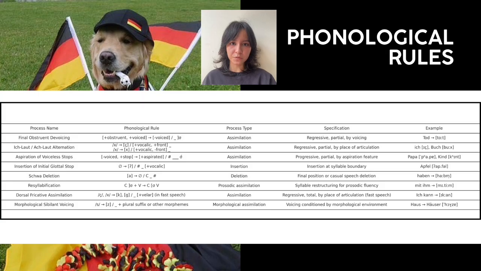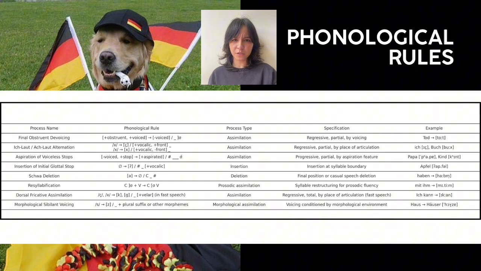For the phonological rules, we have the first one, the final obstruent devoicing. The rule is that the voiced obstruents become voiceless at the end of a syllable or word. This is an assimilation, and it is a hallmark of a German pronunciation. The spelling stays the same, but the final sound is voiceless. We have the ich-laut alternation. The rule is that the dorsal fricative surfaces as ç after front vowels and as x after back vowels. This is an assimilation, and its purpose is to keep articulatory coherence between vowel and fricative.